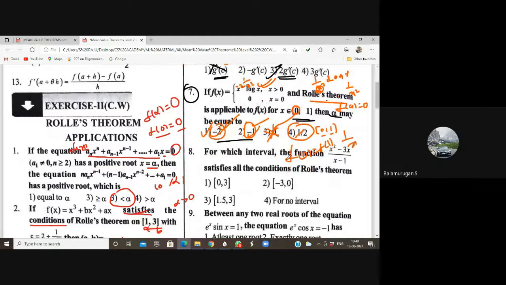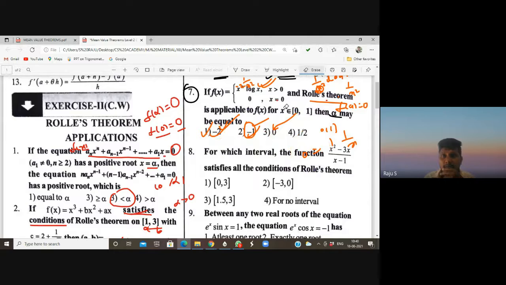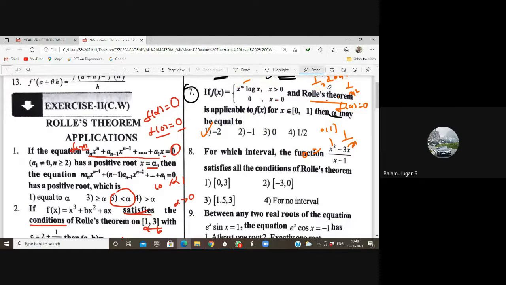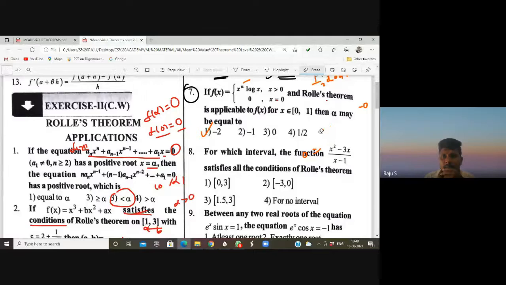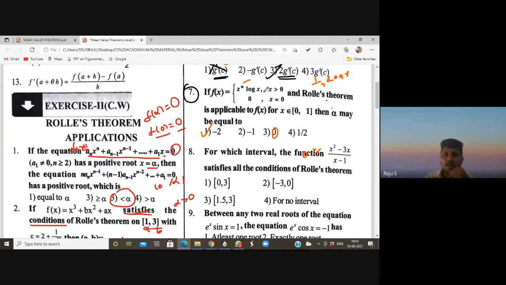Sir, can you explain how 0 will not come, sir? The alpha value, yes. Okay, when I take alpha value as 0, why can you take alpha value as 0? When you take alpha value as 0, what about this function? Sir, it will become log x. Okay, log x. Log x is continuous everywhere.